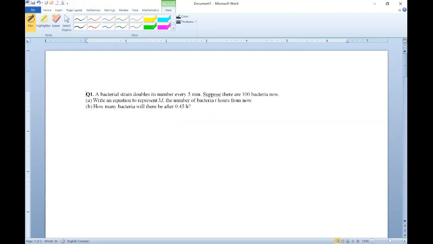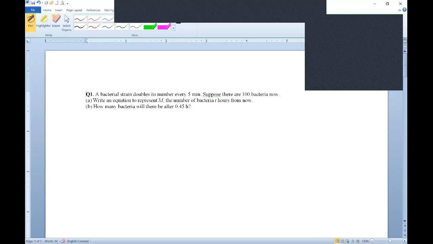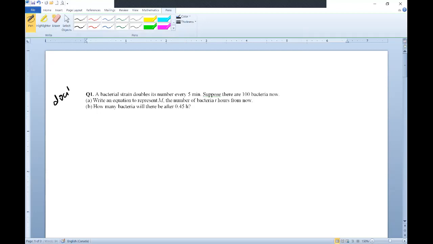So let's take a look at this first question. Question 1 says, a bacterial strain doubles its number every 5 minutes. Suppose there are 100 bacteria now. Write an equation to represent m, the number of bacteria t hours from now. And question B, how many bacteria will there be after 0.45 hours? A lot of students understand that this question is clearly a doubling problem.